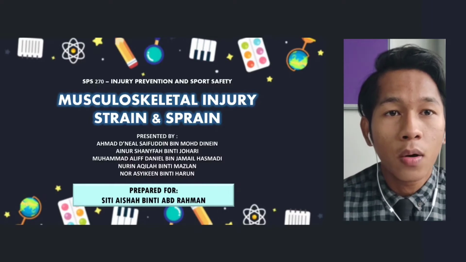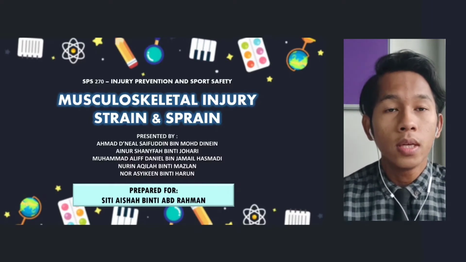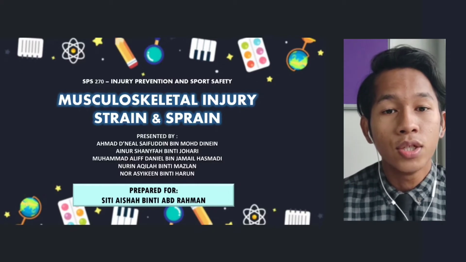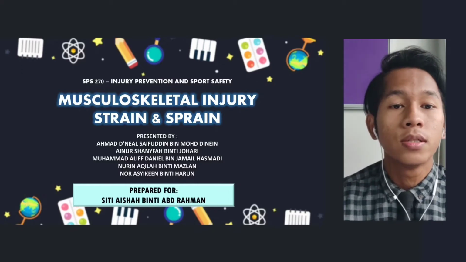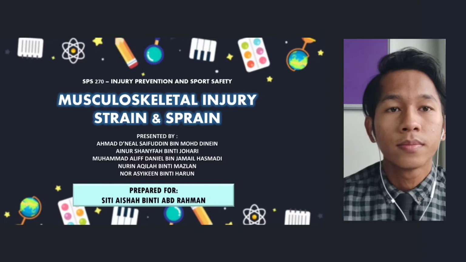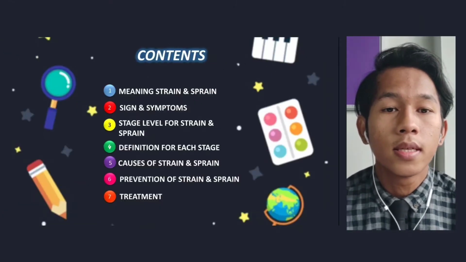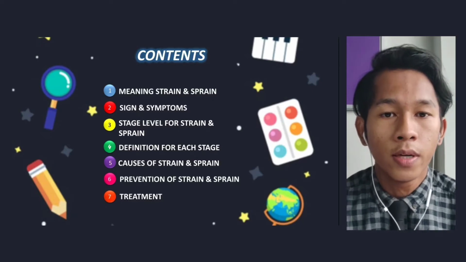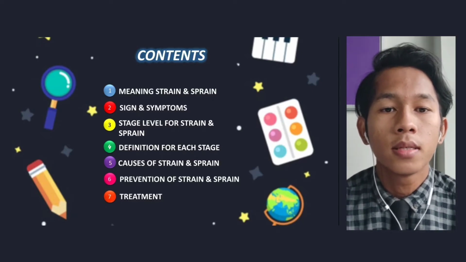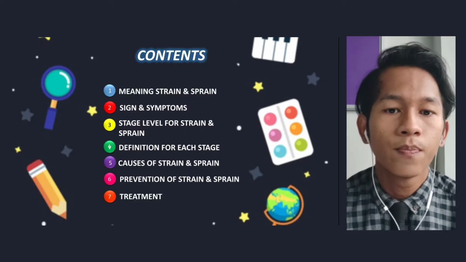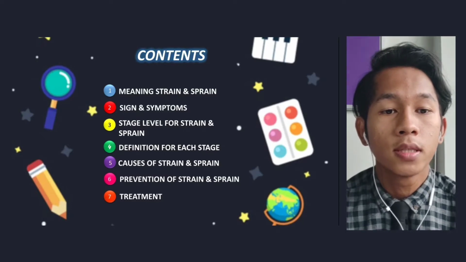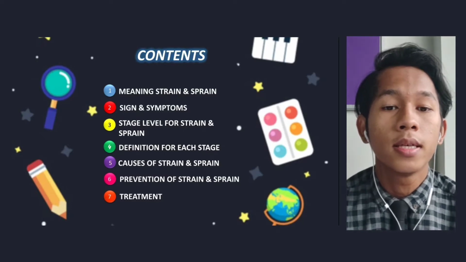I'm from SR1134B. Today, my group and I will present about musculoskeletal injury under the topic of strain and sprain. In this slide, it contains 7 topics, which are the meaning of strain and sprain, sign and symptom, stage level for strain and sprain, definition for each stage, causes of strain and sprain, prevention of strain and sprain, and lastly treatment.